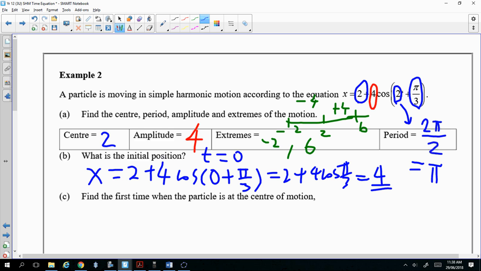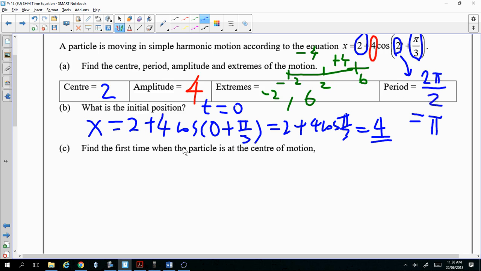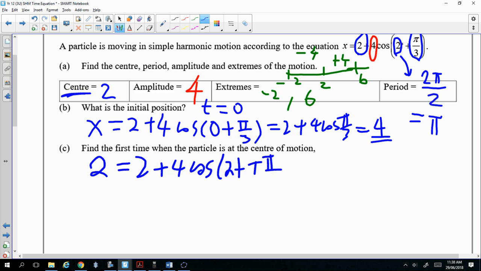Okay, all right, then we can answer some questions about the motion. The first question is, find the first time when the particle is at the center of motion. So what you do is, the center of motion is 2. So you write 2 equals 2 plus 4 cos(2t plus pi on 3), and then we'll solve for t. So we subtract 2 from both sides. Divide by 4, you get 0. So you've got cos(2t) equal to 0.